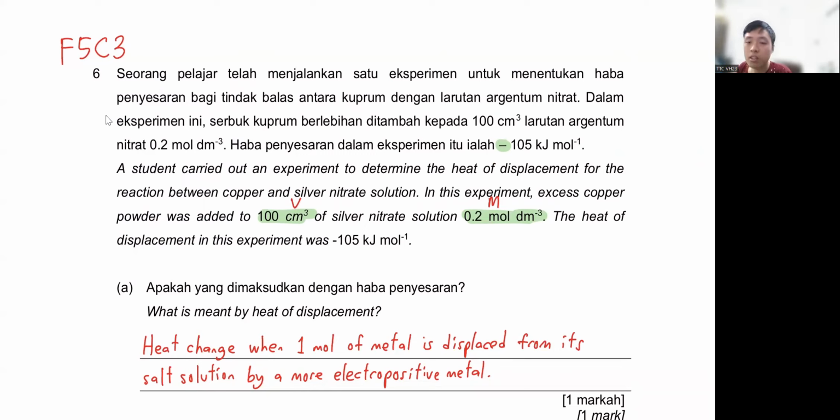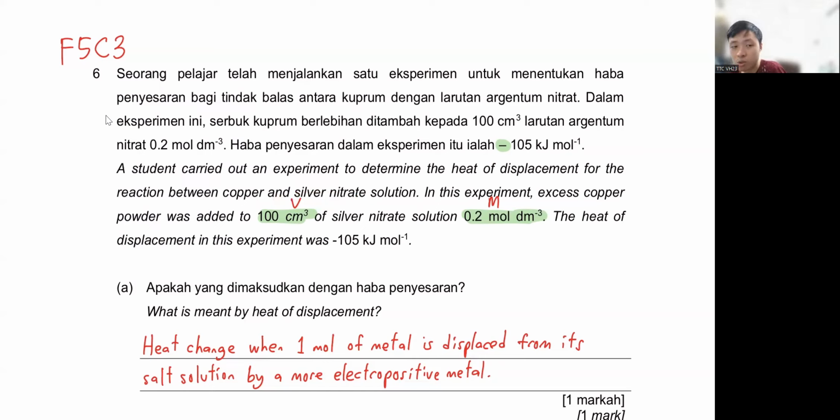Now, what they put here is copper and silver nitrate. So what happens? Copper and silver nitrate become copper(II) nitrate, because copper is stronger than silver. The copper will take away the nitrate from silver, so it becomes copper(II) nitrate, and silver is left alone.